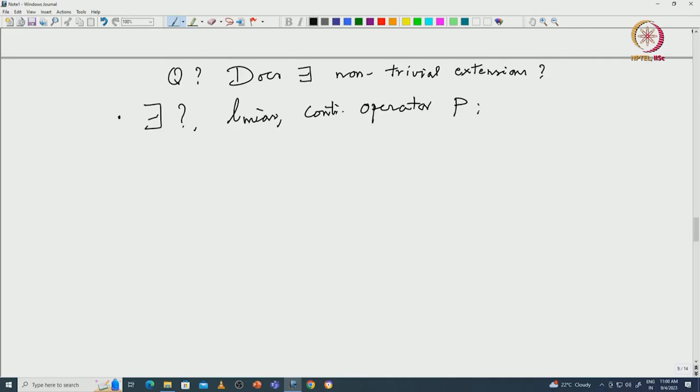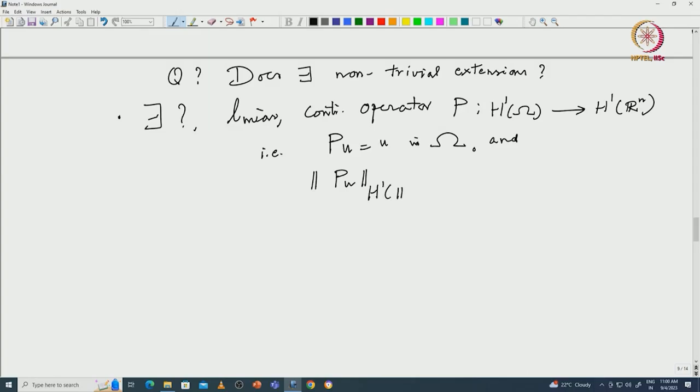from, say, let's restrict to H 1, you can apply to other spaces as well, H 1 of omega to H 1 of R n. So, it is linear continuous, that means you need this estimate. So, what are the properties: P u should be equal to u in omega, and that is a very important thing, it is not only an extension and you need to have a control on that. That is what basically the continuity tells you, P u in H 1 of R n should be bounded, with a constant of course, by u in H 1 of omega. So that means you can control the extended function.